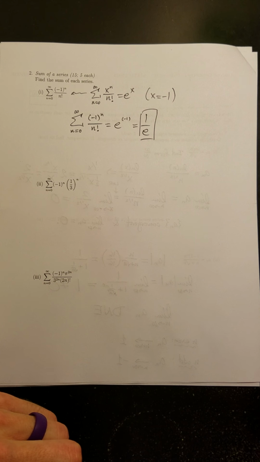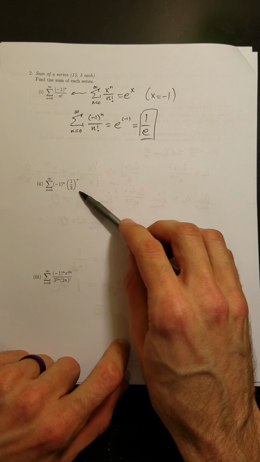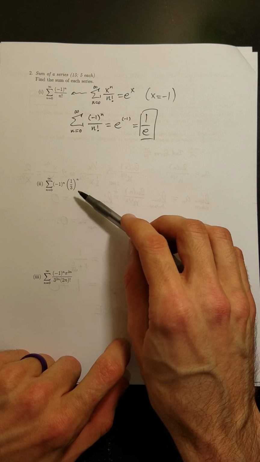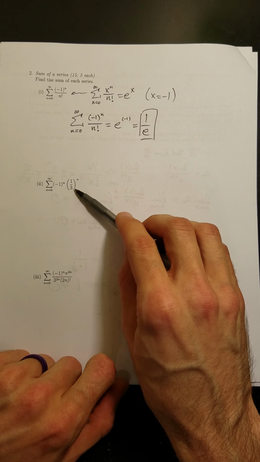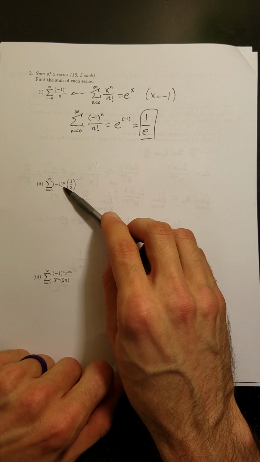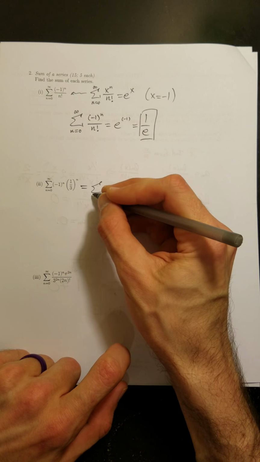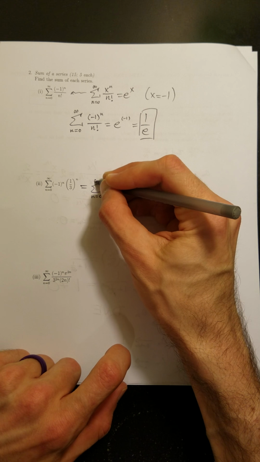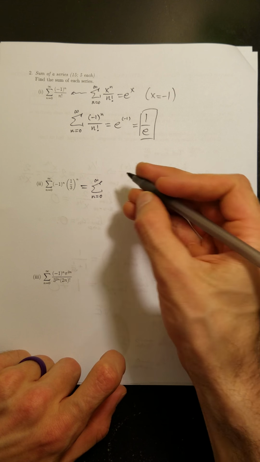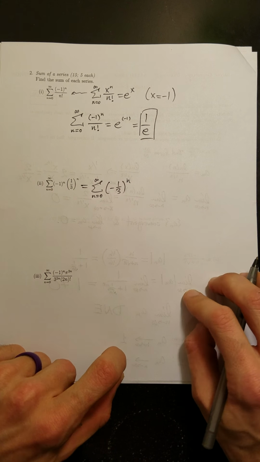Okay, the next one is just written in a slightly inconvenient format. And so what we're going to do is combine these two terms, because we see that we have power n on both of these terms. So we'll combine them, and then we'll ask ourselves if that looks like anything we're familiar with, right? So I have a -1 to the power n. I have a 1/3 to the power n. I can combine those, and it'll look like this, -1/3 to the power n.